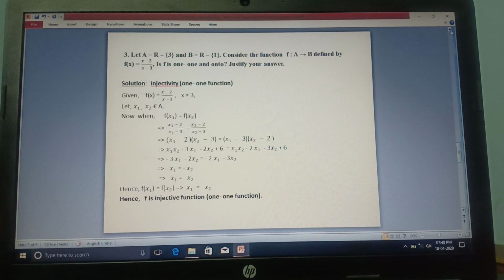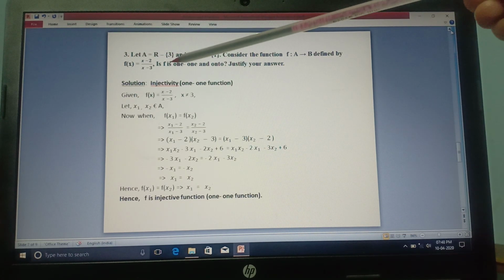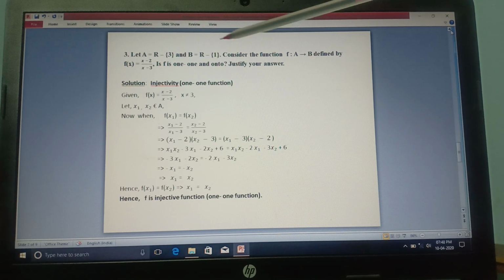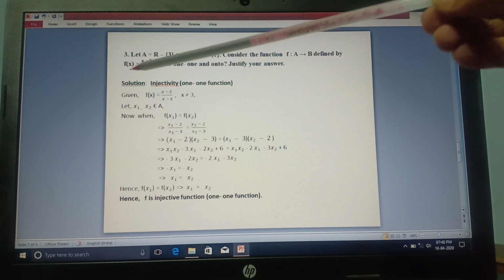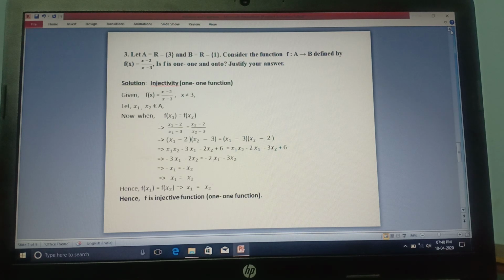We are going to show another question. You can see on the screen. Let us take two sets, A = R minus {3} and B = R minus {1}, and consider a function f from A to B such that the definition of the function is f(x) = (x minus 2) by (x minus 3), and we are going to prove whether f is one-one and onto or not.